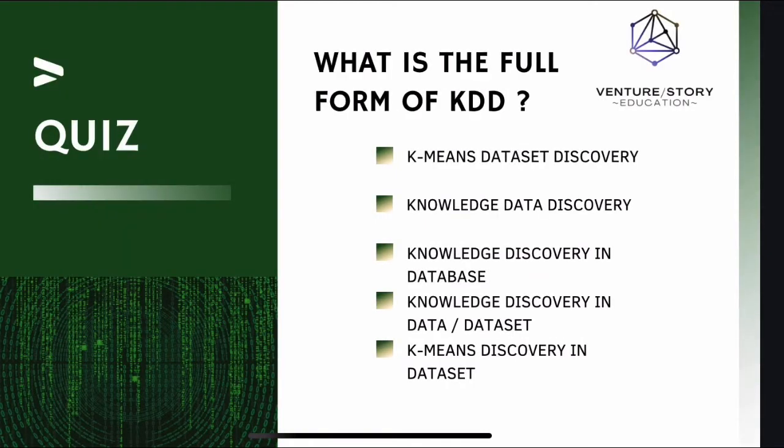So this is today's quiz. What is the full form of KDD? First option is K means data discovery. Second option is knowledge data discovery. Option C, knowledge discovery in database. Option D, knowledge discovery in data or knowledge discovery in data set. Option E, K means discovery in dataset.